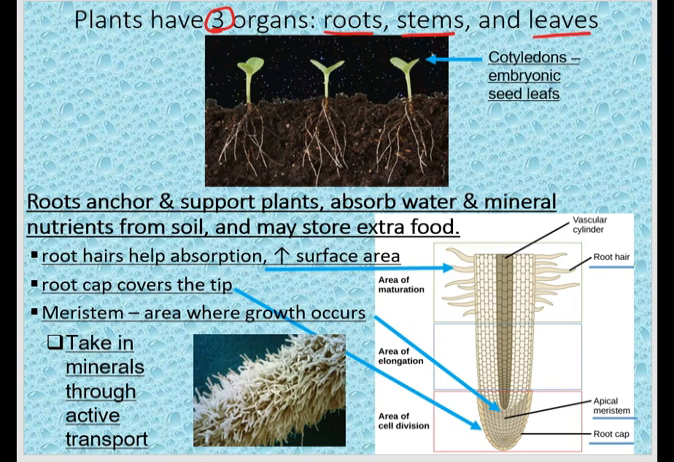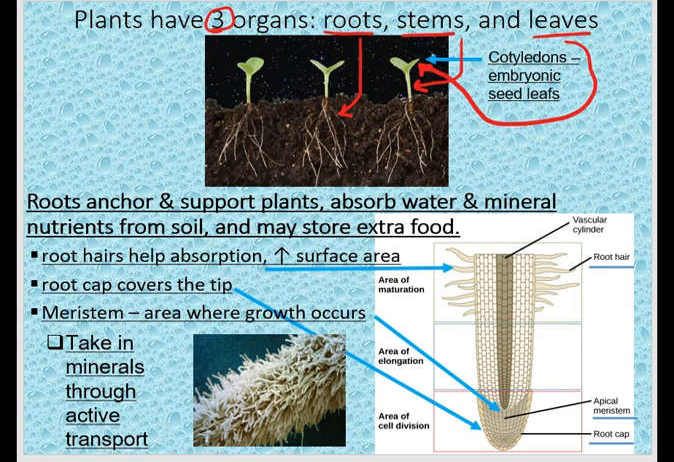Why do green algae not fit in this category? We have to put them in protists because they don't have these 3 organs. They don't have roots. They don't have stems, so to speak, and they don't have leaves. So they don't fit in this because they don't have the 3 basic organs of a plant.